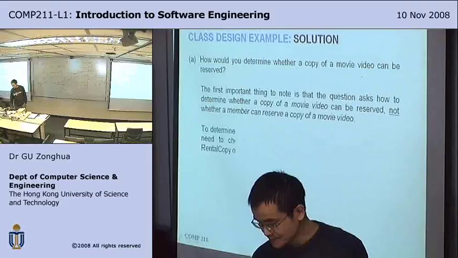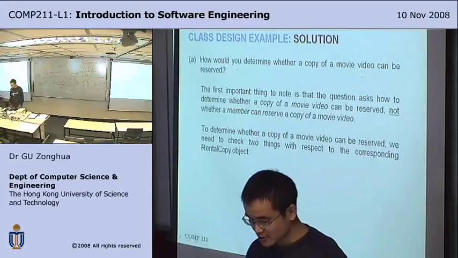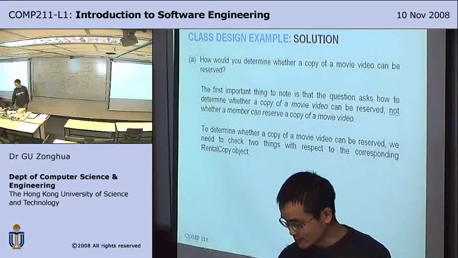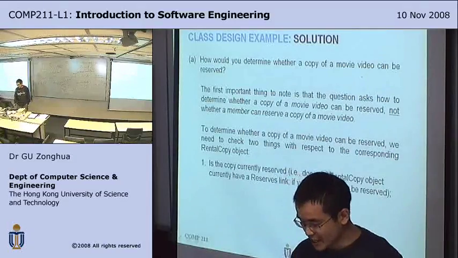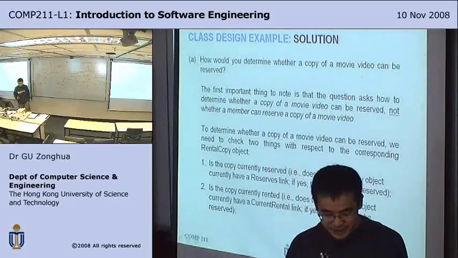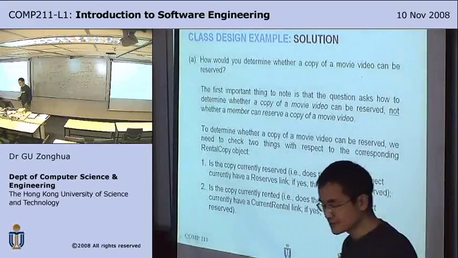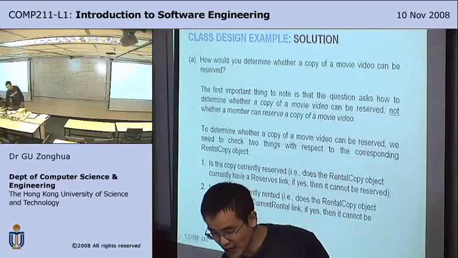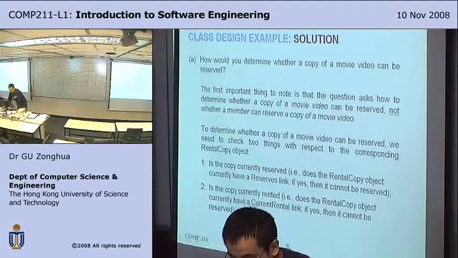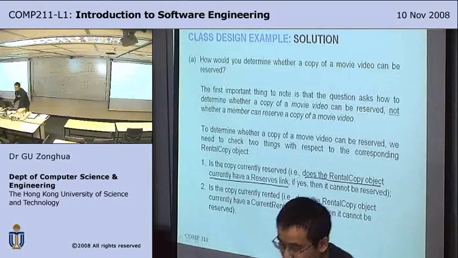So to determine whether a copy of a movie video can be reserved, we need to check 2 things with respect to the corresponding rental copy object. First, is it currently reserved? Second, is it currently rented? If either of these 2 conditions is true, then it cannot be reserved, and it can be reserved otherwise. So how do you determine if it's currently reserved? You check if the rental copy object currently has a reserved link. If yes, then it is currently reserved.